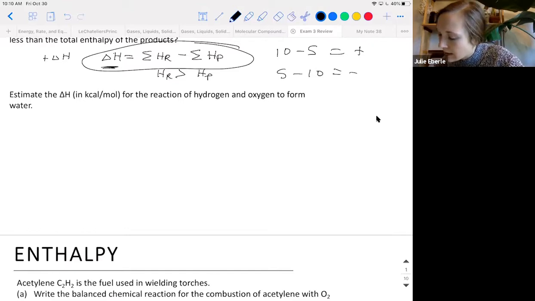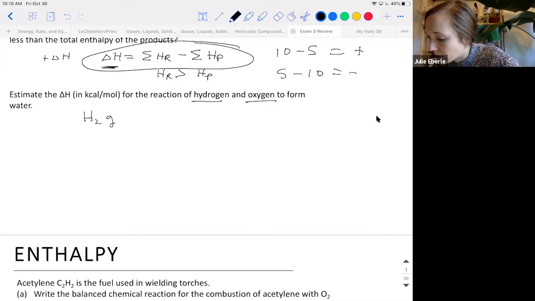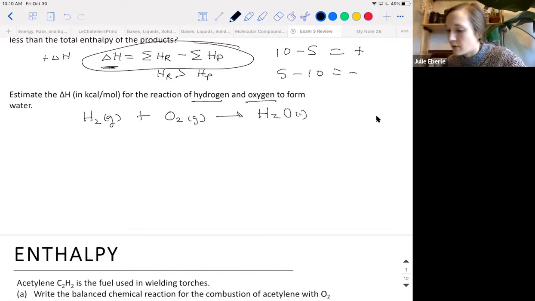So go ahead and try that. I'm going to write it out as you write it out. We'll see if we get the same thing. We're doing hydrogen and oxygen. We're going to form water. So it should be, remember, we got diatomics here. Okay, there we go. Hydrogen and oxygen form water.